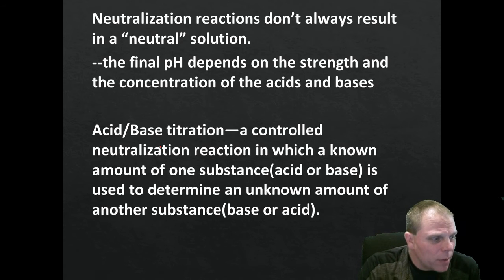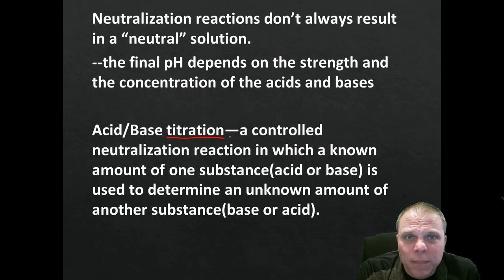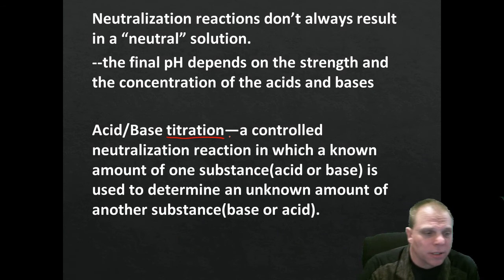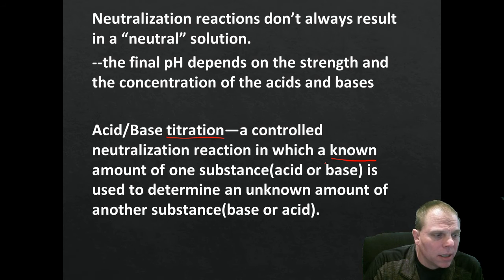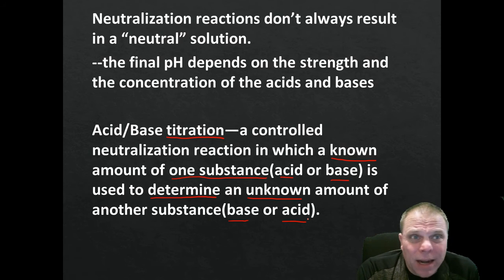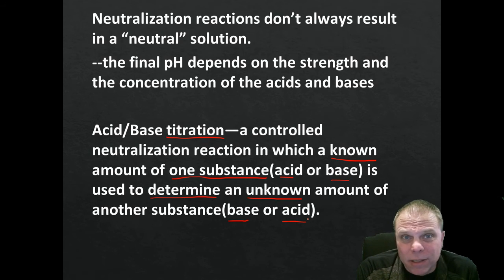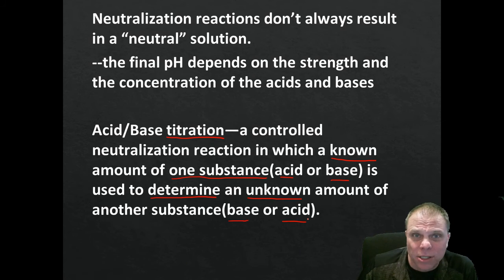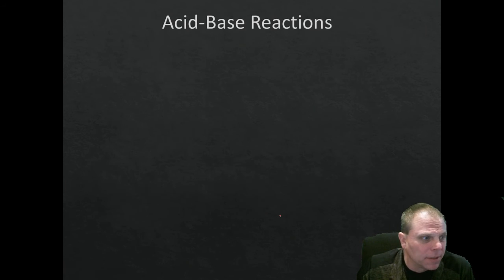Okay, the reaction itself is the mixing together of those compounds, but it doesn't necessarily result in neutrality. And then we have this term called a titration. Okay, and basically this is a very specific type of controlled neutralization reaction in which we take a known amount of one substance, being either an acid or a base, and then we use it to determine an unknown amount of another substance, whether it be a base or an acid. So I could say, hey, I've got a known amount of acid and I want to figure out what the concentration of this unknown base is. That's what you would use a titration reaction for. So it's a specific type of neutralization reaction where you have a controlled amount of one substance to figure out an unknown amount of another substance.